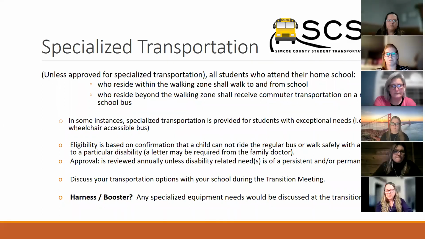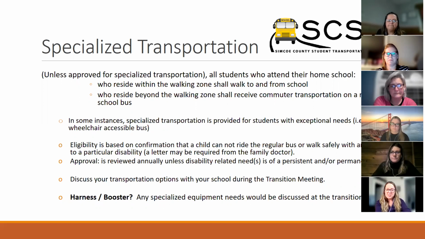Unless your child is approved for specialized transportation, all students who attend their home school that reside in the walking zone are going to be walking to and from school. All the children who are attending their home school and live outside of the walking zone are going to be eligible for commuter transportation, so one of the school buses.